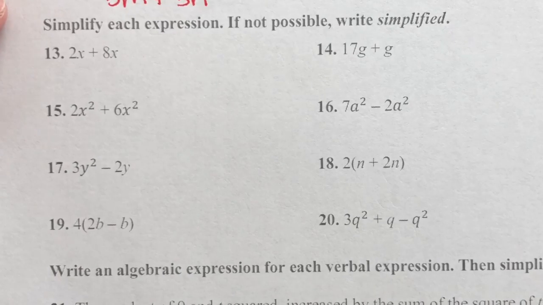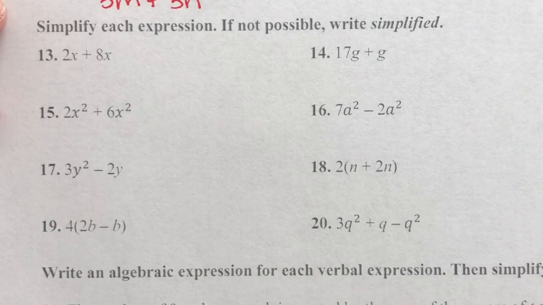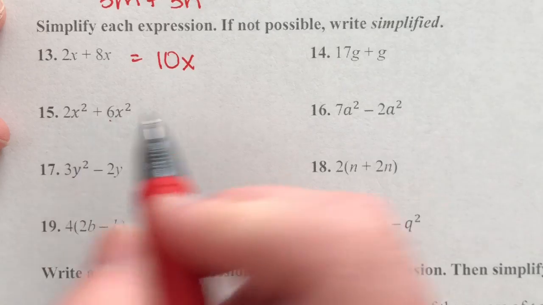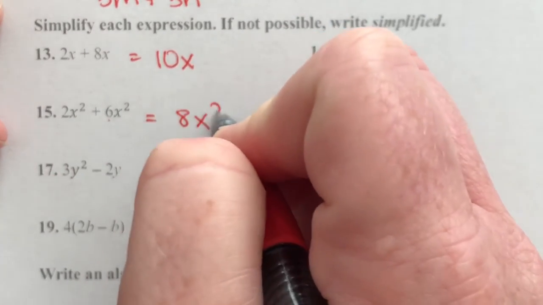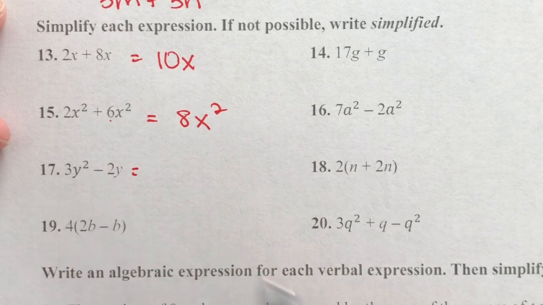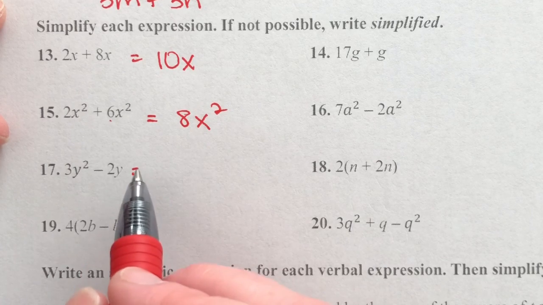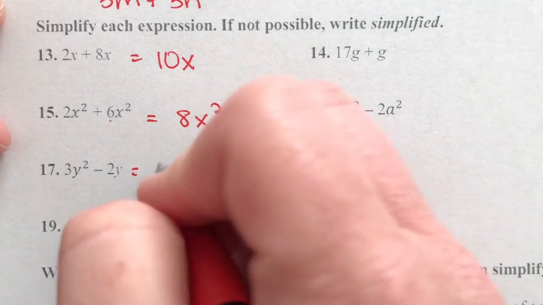Okay, and then lastly, the bottom here, simplify each expression. If not possible, write simplified. 2x plus 8x, we can simplify to 10x. 2x squared plus 6x squared, these are like terms, so we can simplify that to 8x squared. 3y squared minus 2y, these are not like terms. There's no equal sign other than the one I just put there, so we can't solve for a variable, so this is simplified.